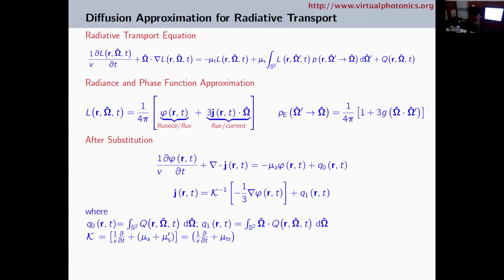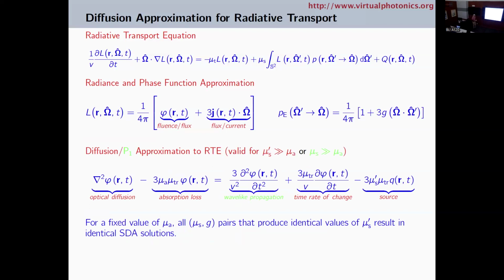So you got all this stuff going on here. Then you can combine these and result in one partial differential equation. And so this is the diffusion approximation in all its glory. You have a Laplacian in the fluence. Then you have a term that represents absorption loss. And then that equals two different time derivatives, one that gives you some sense of wave-like propagation of light, something that looks like a kind of diffusive propagation of light with time, and then you have a source term. Okay? Yes?